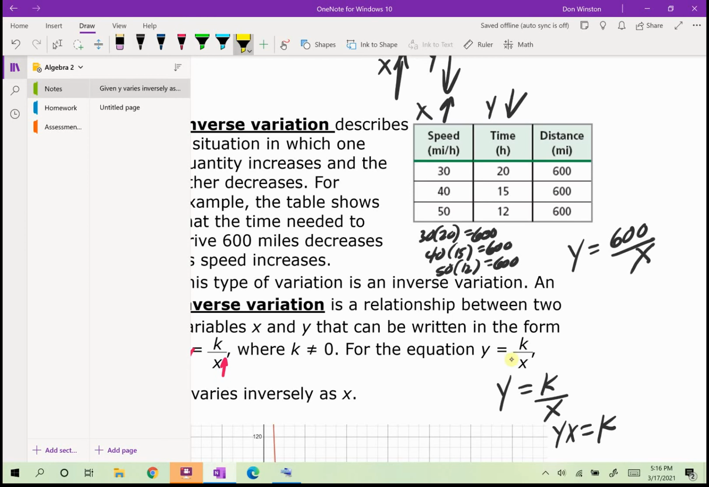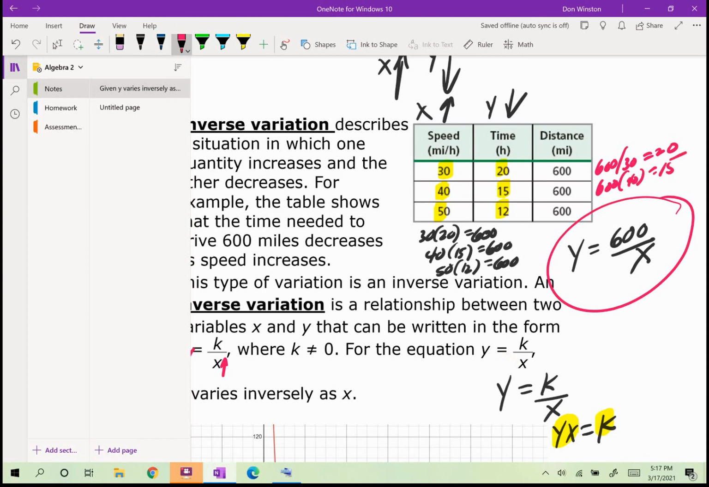Again, k is equal to y times x. I took y times x, and I got 600. K is 600. So my equation that explains that would be y equals 600 divided by x. If I took 600 and divided it by 30, I'd get 20. That would be my y. And if I took 600 and divided it by 40, that would be 15. That would be my y.